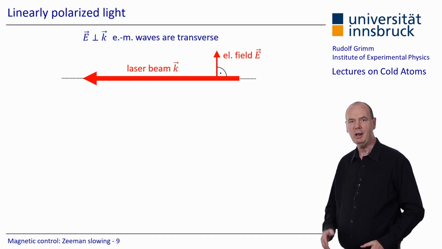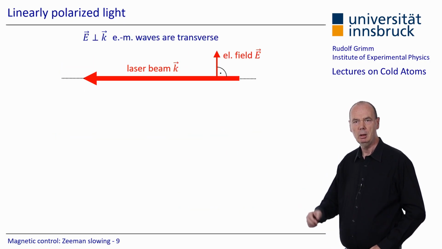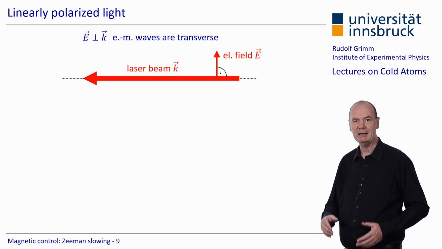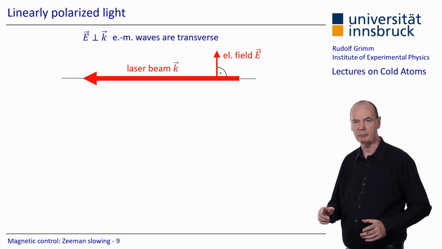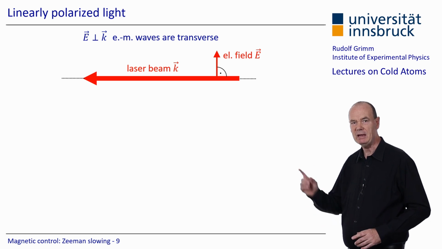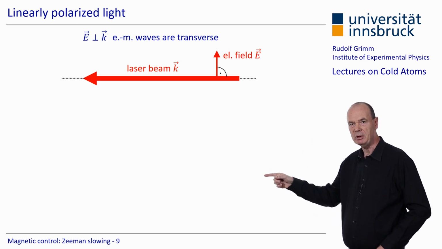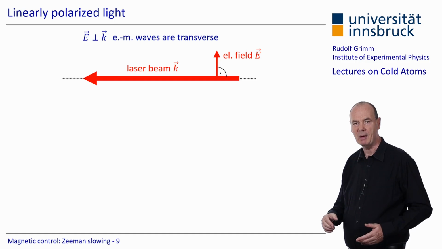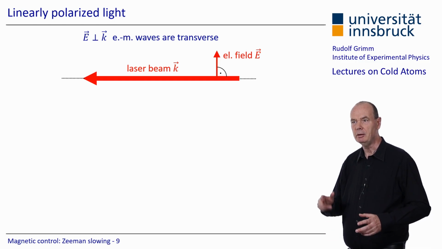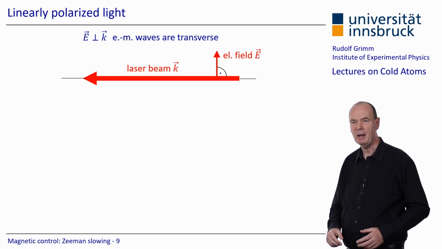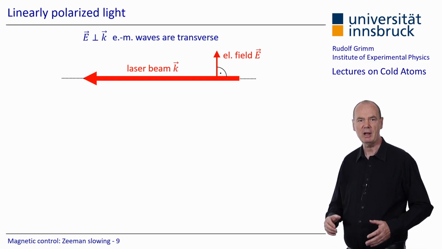Let us now consider linearly polarized light. First of all, keep in mind that electromagnetic waves are transverse waves. The electric field vector E is always perpendicular to the wave vector k, the laser beam axis. I will now interpret this situation in 3 different ways, depending on the choice of the quantization axis.